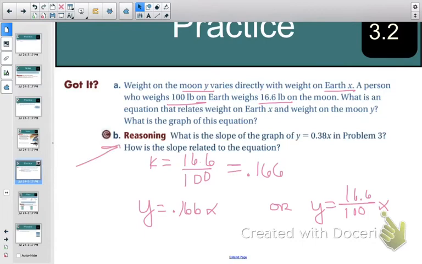But look at B here. It says, what is the slope of the graph y equals 0.38x in problem 3? Well, the slope is going to be this part right here, 0.38. How is the slope related to the equation?